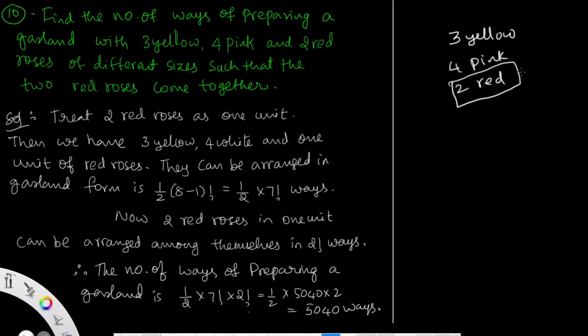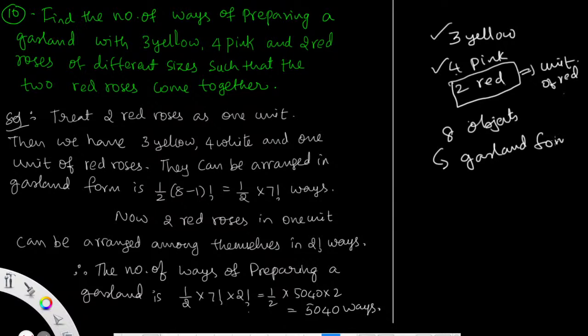So you take the 2 red roses as 1 unit. Then we have in total 3 yellow, 4 pink and 1 unit of red roses. Totally how many? 3 plus 4 is 7, plus 1 is 8. So we have 8 objects. These 8 objects can be in the garland form, not circular. The garland formula is half into (n minus 1) factorial, that is half into (8 minus 1) which is 7 factorial ways. This is the way to arrange the 3 yellow, 4 pink and 1 unit of red roses.